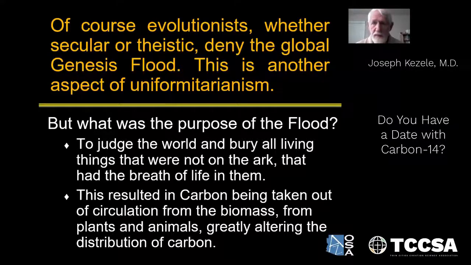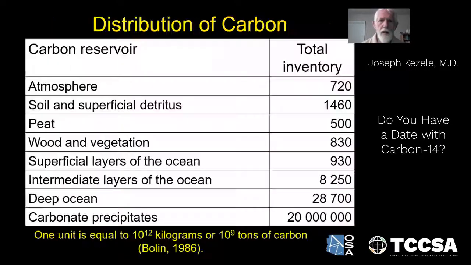And we know this simply because of all of the products of burial from the flood that were produced, taking all of that carbon out of circulation. And so an inventory was done showing these categories of where carbon is located, whether it be in the atmosphere, soil and plant products or animal products that are in the soil, wood, vegetation.